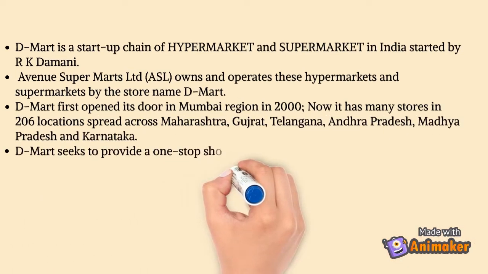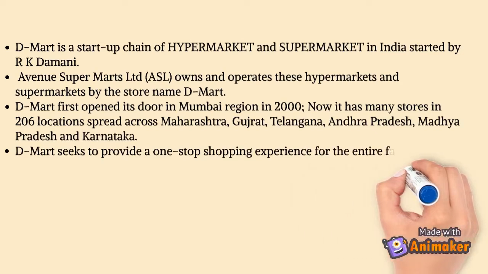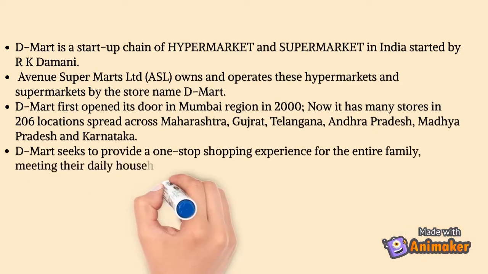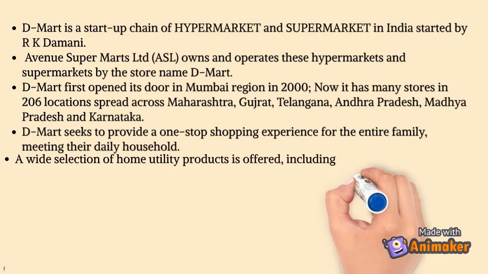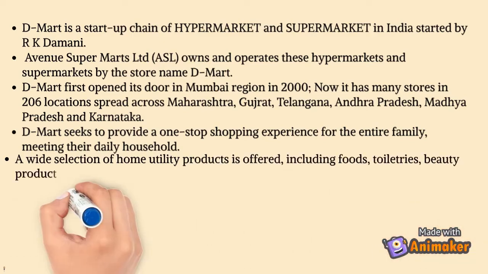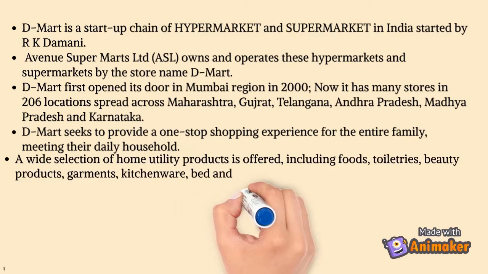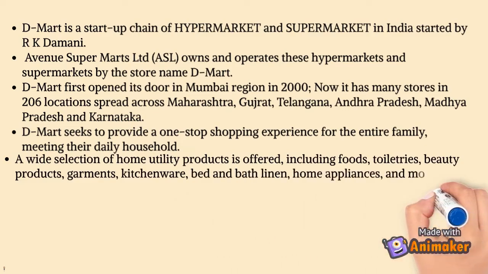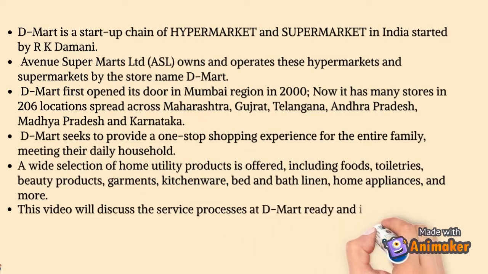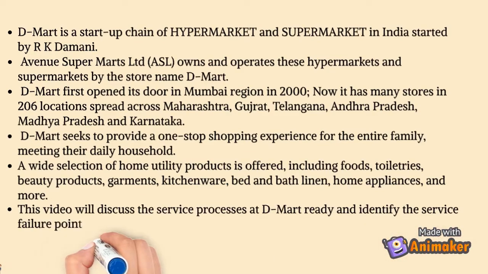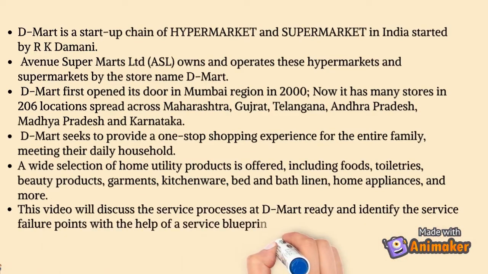D-Mart seeks to provide a one-stop shopping experience for the entire family, meeting their daily household needs. A wide selection of home utility products is offered, including foods, toiletries, beauty products, garments, kitchenware, bed and bath linen, home appliances, and more. This video will discuss the service processes at DMart Ready and identify the service failure points with the help of a service blueprint.